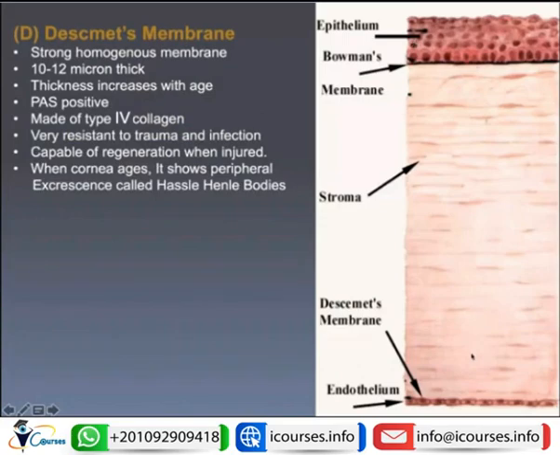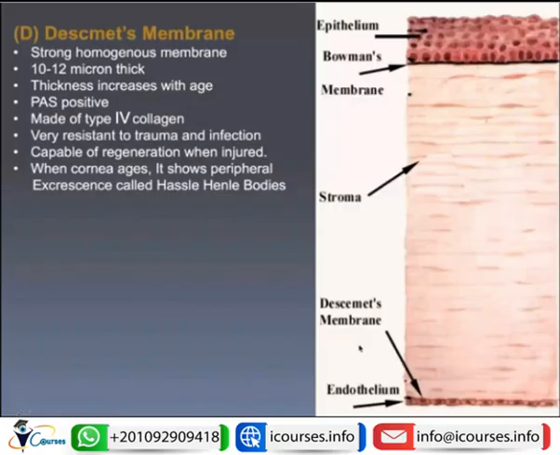The Descemet's membrane, it is a strong homogeneous membrane. So it is strong and tough like the Bowman's layer. But as we said, it is very resistant to trauma and infection. But unlike the Bowman's layer, it can regenerate when injured. So this is the advantage of Descemet's membrane over the Bowman's layer.